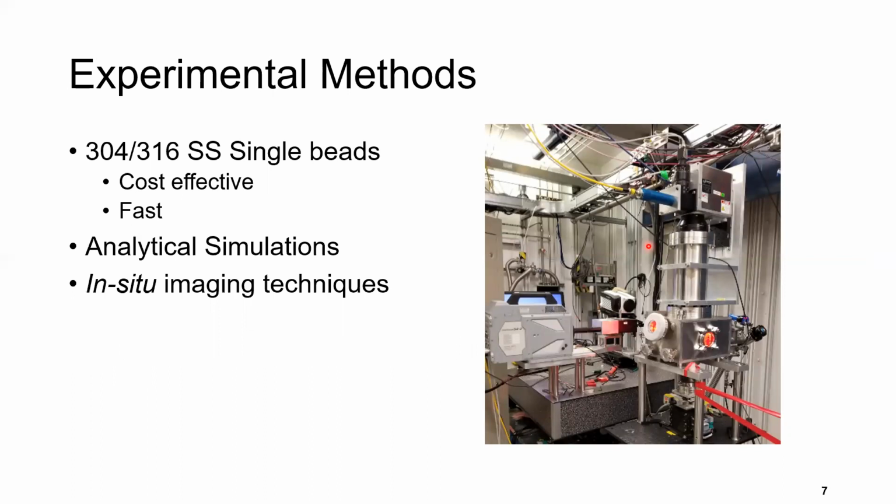We conducted single bead experiments on stainless steel samples. Single beads are basically when you use the laser to just melt a single line, typically, into your substrate. You can have powder present or absent, depending on what you're trying to look at. Single beads are very cost effective and fast. We used analytical simulations in addition to our experiments to help with predicting melt pool dimensions, so I'll talk about that on the next slide. And lastly, we used in situ imaging techniques. This is a picture of the setup at Argonne National Lab for the experiments that we conducted. And for your reference, the x-rays would be coming in from this side.